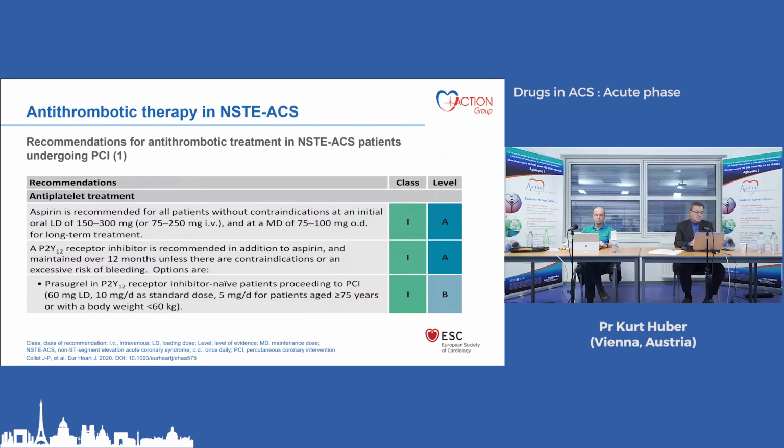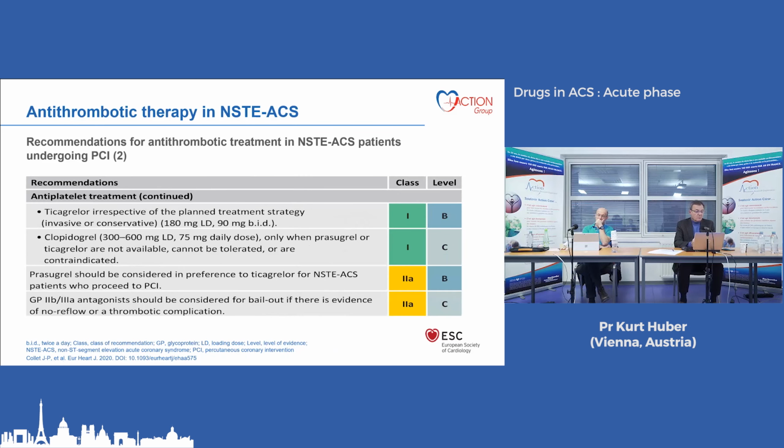Now let's come to the antithrombotic therapy in non-ST elevation ACS, and here the antiplatelet treatment: a clear recommendation 1A for aspirin, a clear recommendation for a P2Y12 receptor inhibitor in addition to aspirin. And here you can also see that this usually should be given for up to 12 months. And then you can see that prasugrel now seems to have a better recommendation than ticagrelor. I come to this in a minute.